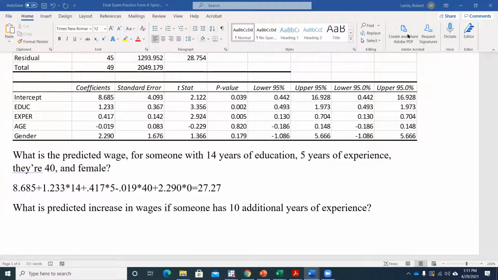I'll answer that in just a second. So we'll finish this one and then I'll talk about that. So if I know the effect of one more year of experience is 0.417, then the effect of 10 more years would just be 10 times the effect of 1 year. So you would get what? A $4.17 increase per hour. So if you know the effect of 1 unit, you can always find the effect of 10, 20, 30 units by simply multiplying that coefficient by however many units you're interested in.